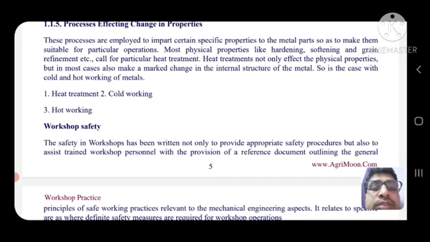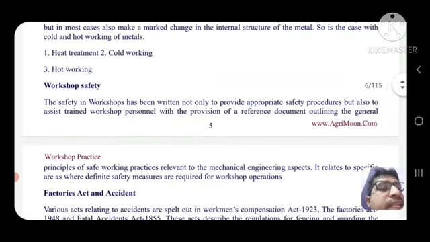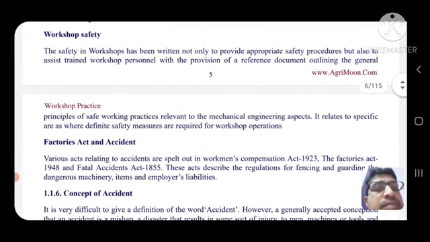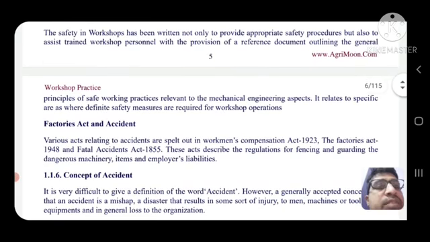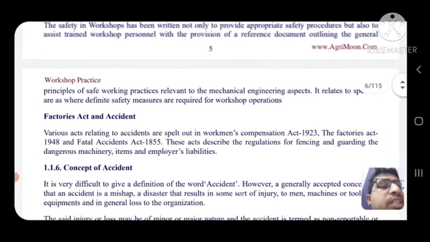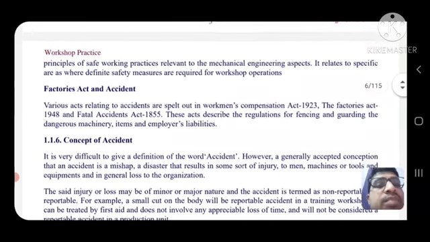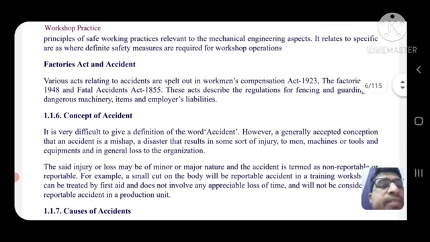And when you go to the workshop, the safety in workshop has been written not only to provide appropriate safety procedures but also to assist trained workshop personnel with a reference document outlining the general principles of safe working practices relevant to the mechanical engineering aspects. It relates to specific areas where definite safety measures are required for workshop operation.